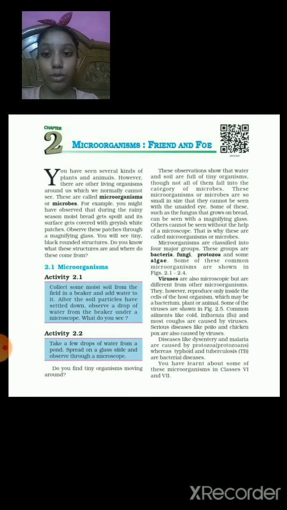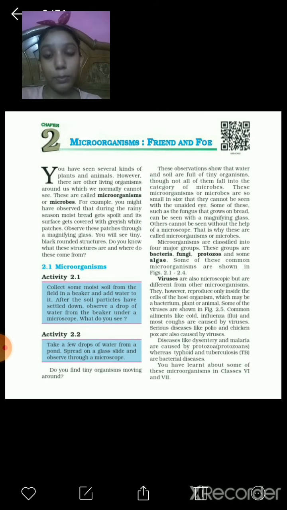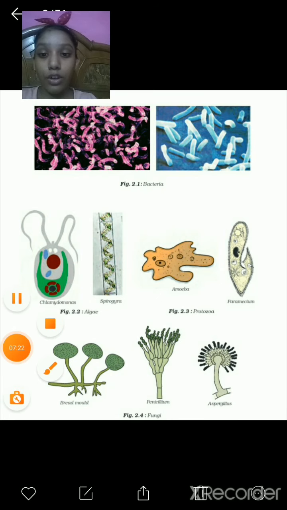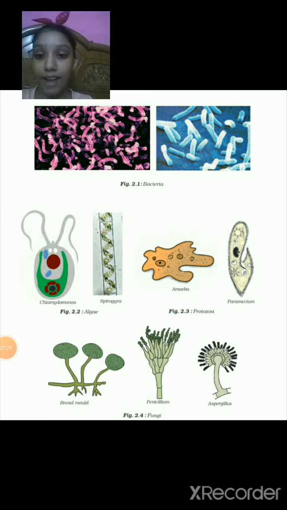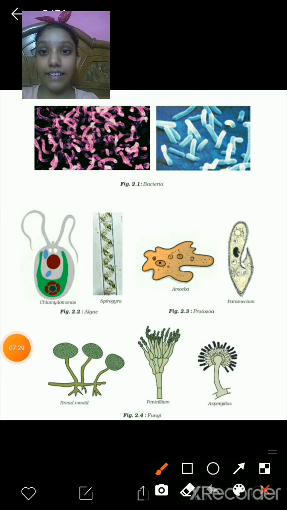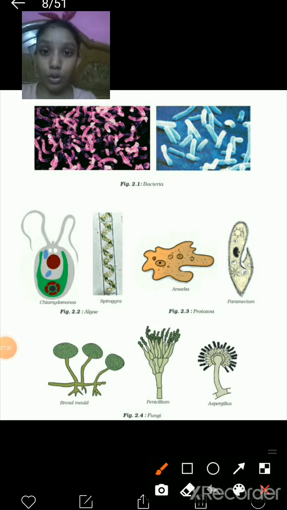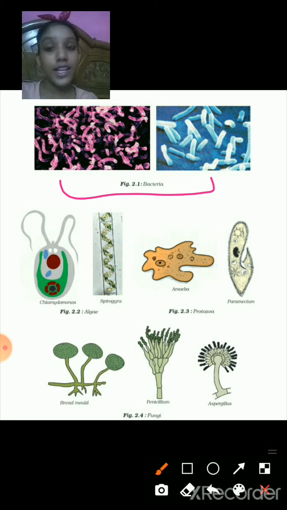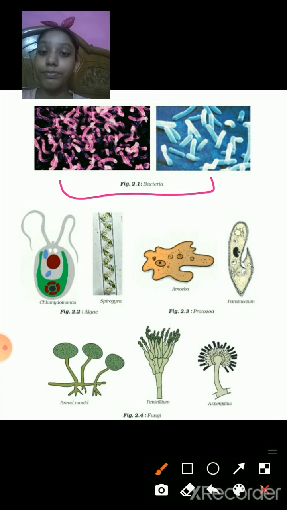You might have learned about these microorganisms in your previous classes also. Here are the diagrams 2.1 to 2.4. Let's see what these diagrams show. The first two are bacteria. Here the names are not mentioned, so if you have the NCERT book, you can comment down below what the names of these two bacteria are. Next are the algae and protozoa.